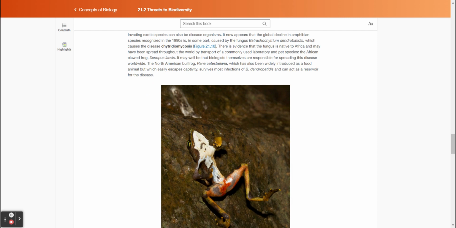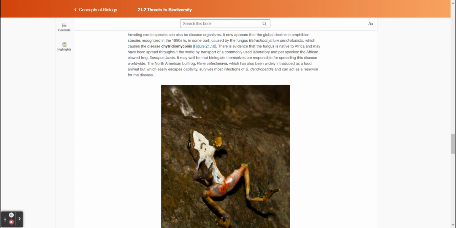It now appears that the global decline in amphibian species recognized in the 1990s is, in some part, caused by the fungus Batrachochytrium dendrobatidis, which causes the disease chytridiomycosis. There is evidence that the fungus is native to Africa and may have been spread throughout the world by transport of a commonly used laboratory and pet species, the African clawed frog Xenopus laevis. It may well be that biologists themselves are responsible for spreading this disease worldwide.